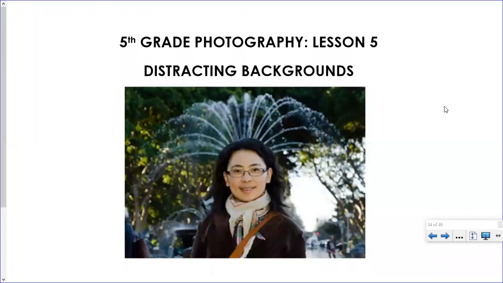Our fifth lesson in our photography class is called Distracting Backgrounds. This is kind of a fun one. It shows you how not to take a picture.